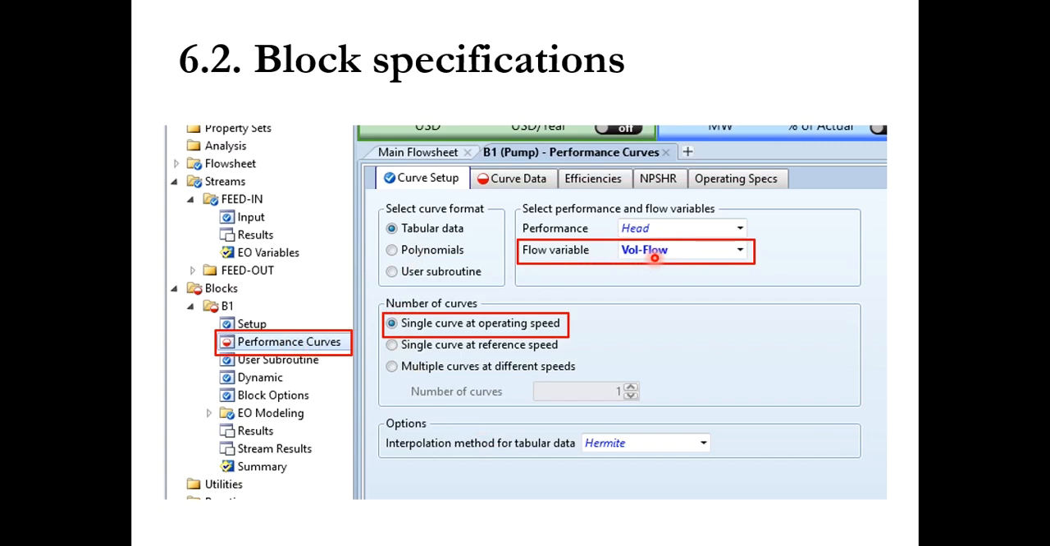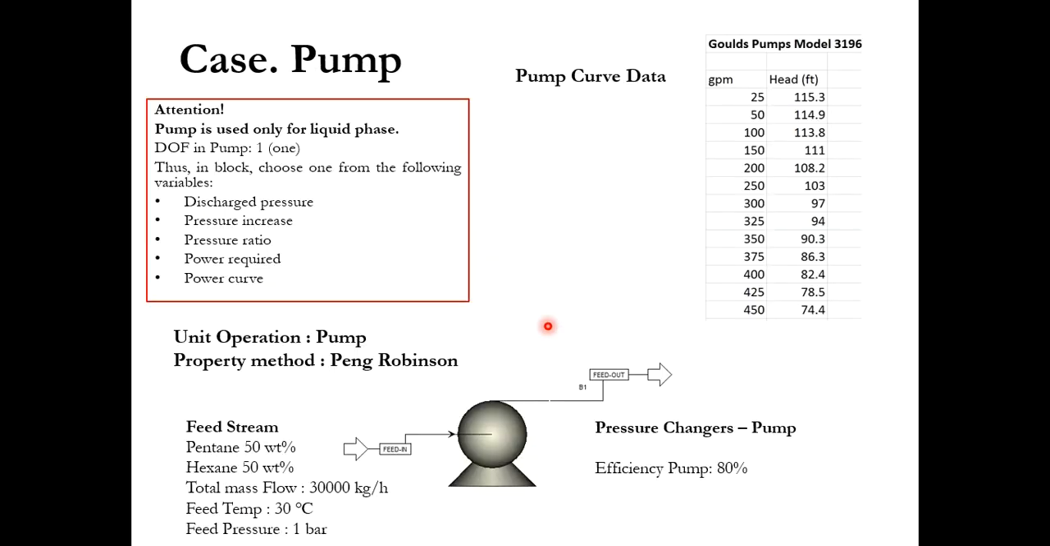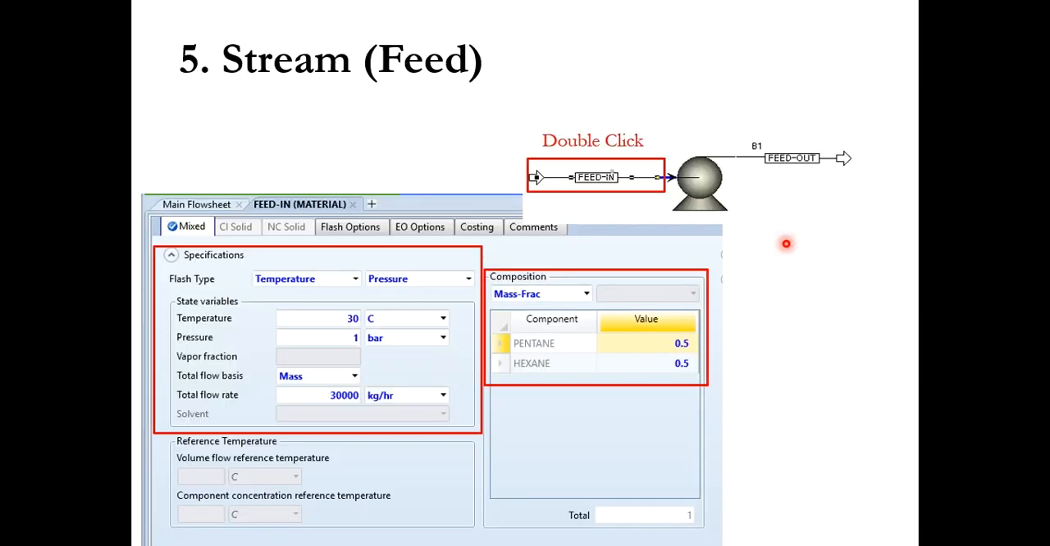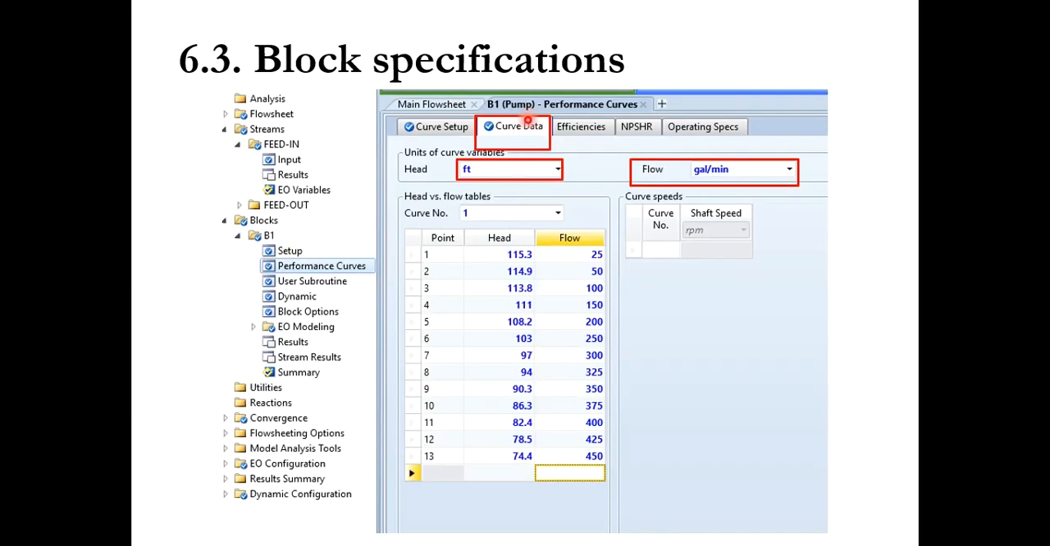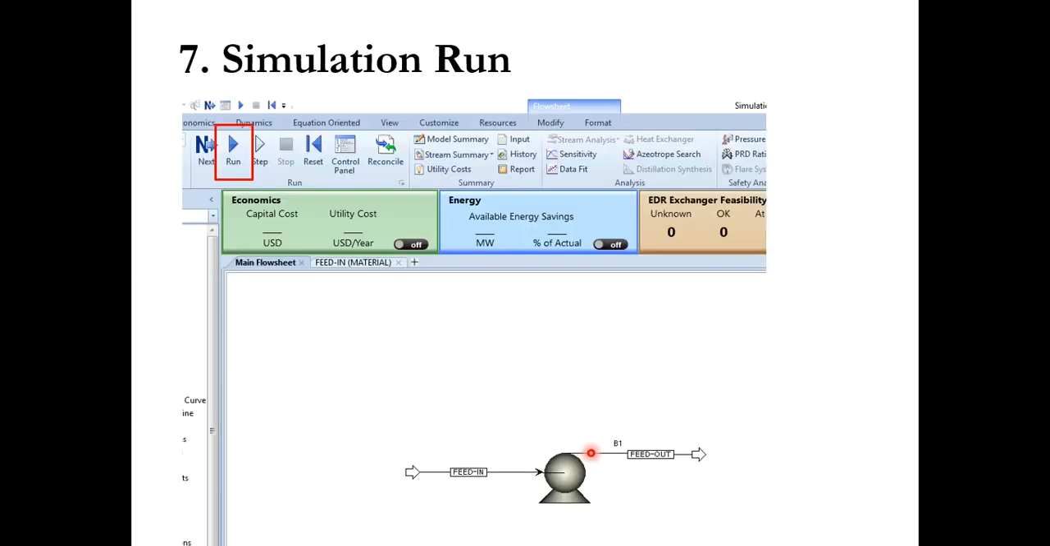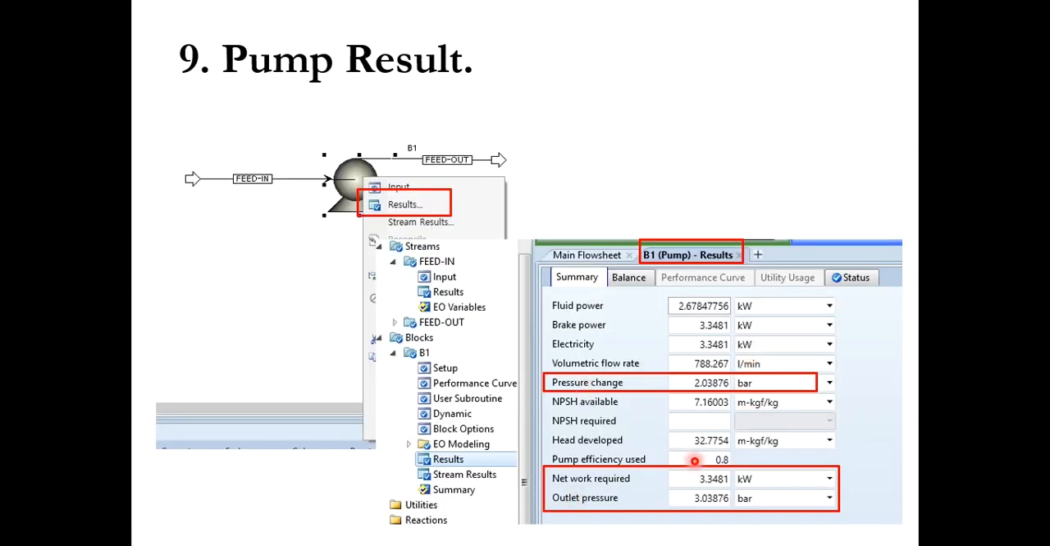It's not a mass flow. And then single curve at operating speed, because this is a single curve. If you have been given multiple curves, then we can specify multiple curves at different speeds. After that, we will go to curve data. We will select head unit as feet, flow unit as gallons per minute, and then we will specify the head and flow. After that, we will simply run it and we will get the required pressure and duty.